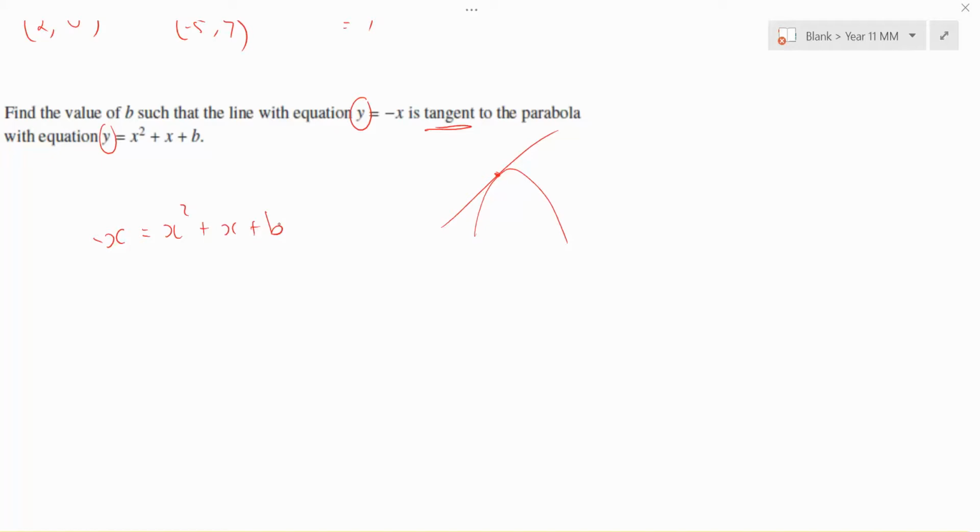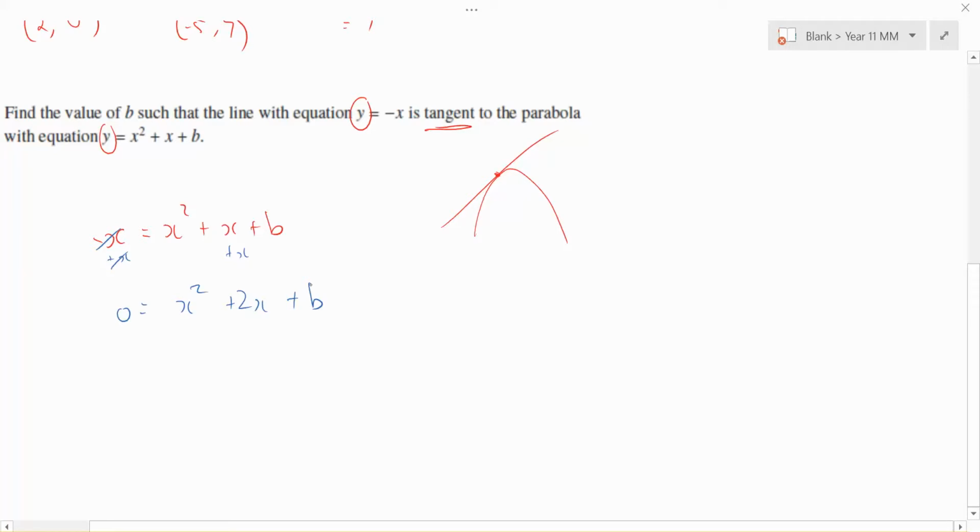Now let's just try to solve this first. We've got minus x, so I'm going to add x on both sides, and that cancels out. And you get 0 is equal to x squared plus 2x plus b. The problem here is I don't know what b is, so I can't factorize it. Whereas if I knew what b was, maybe I could factorize and solve. So the problem is b.